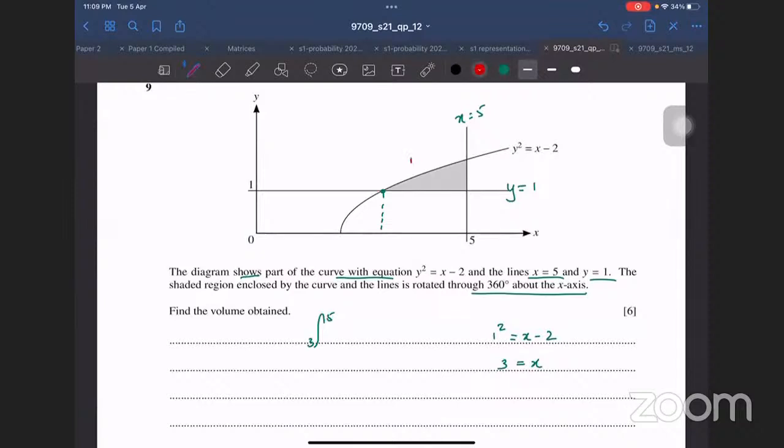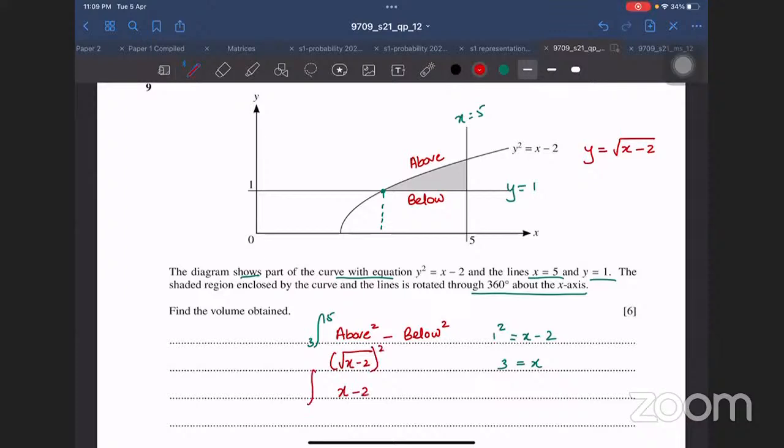How I teach this is I always say that whenever the area is trapped between two curves and you are doing volume, you should do above squared minus below squared. We know that the equation for this graph is y equals root of x minus 2. So when I square this equation of the graph, I get x minus 2.